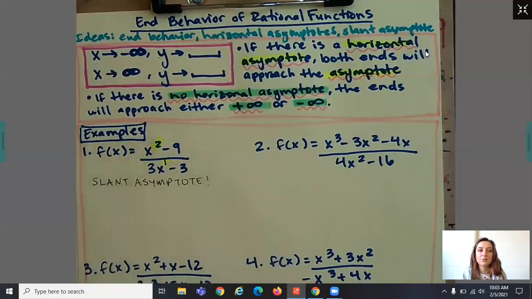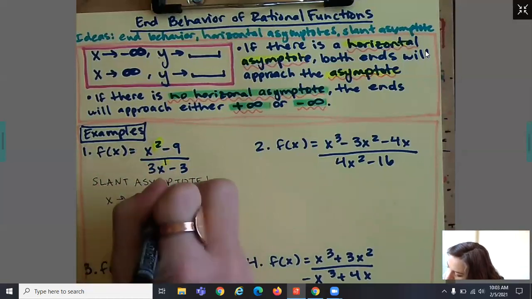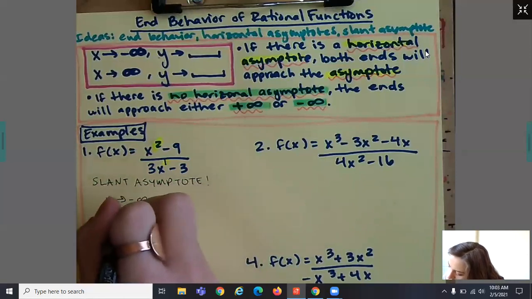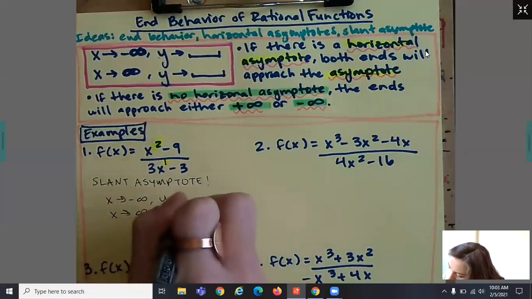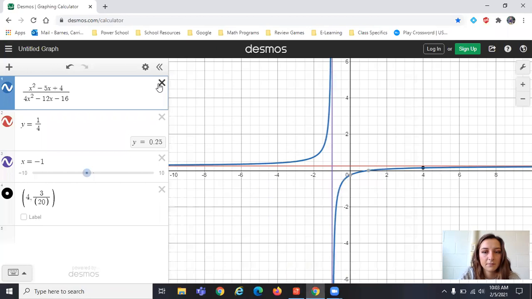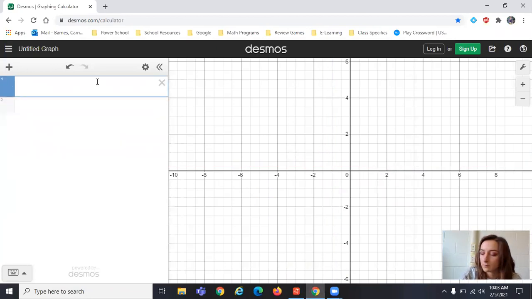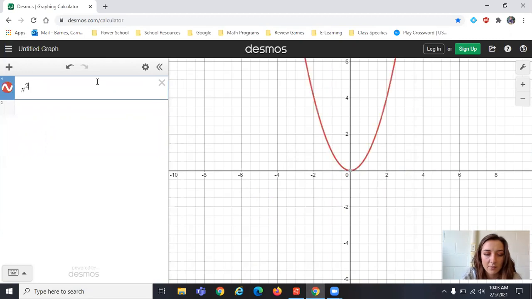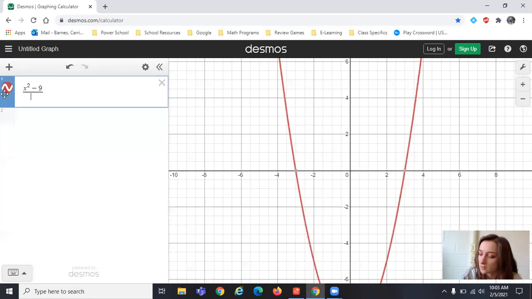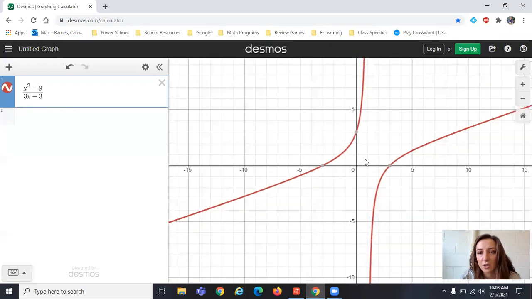So let's go look and see what these ends do in Desmos. But before we do that, let's just write our form. Okay, so let's go on to Desmos, and we're going to type this guy in. X squared minus 9 divided by 3x minus 3. And here is our equation.